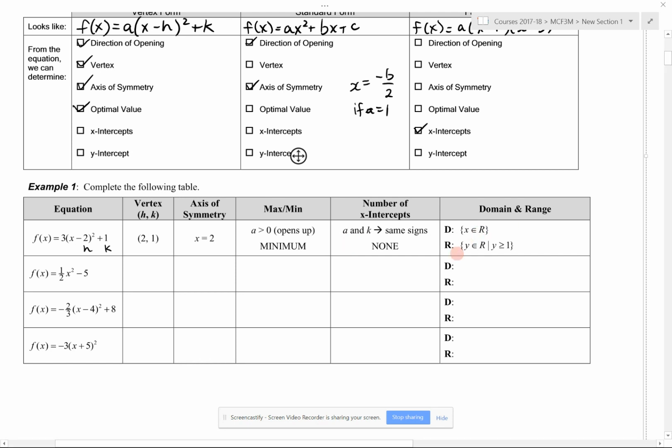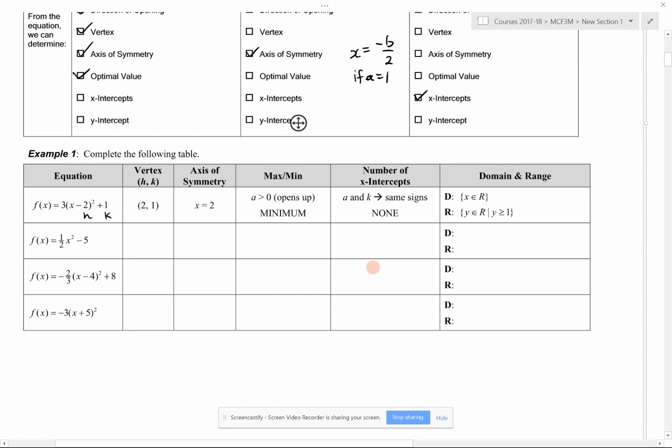And then our domain and range are given as follows. So every real number exists for x, as it does for all the parabolas that we study in this course. And the range is a y value greater than or equal to 1. And again, the range comes from our value of k and the value of a.